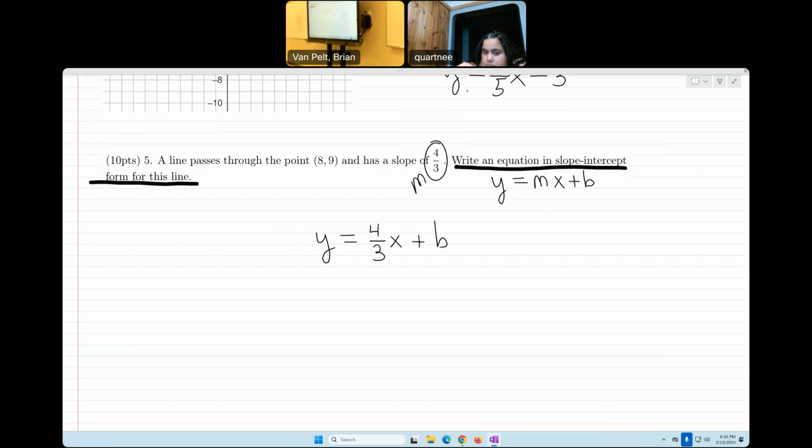That's right, because think about it. So far, I've only used one piece of information that was given. That means the other piece of information needs to be used at some point. So for the other one, this will be our point that we plug in. So this is our x and our y. I'm going to replace y with 9, and I'll replace x with 8.